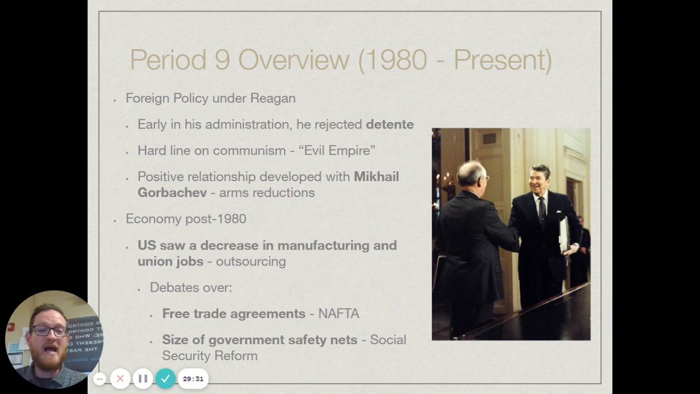So how was the economy post-1980? You're going to see that the U.S. would see a decrease in manufacturing and union jobs due to outsourcing. Again, companies started to realize they could make things cheaper outside of the country. Despite that, in the 80s and 90s, you're going to see that the economy is doing very, very well. Outside of the early 90s, where you're going to have some period of recession, the economy was doing really, really well.